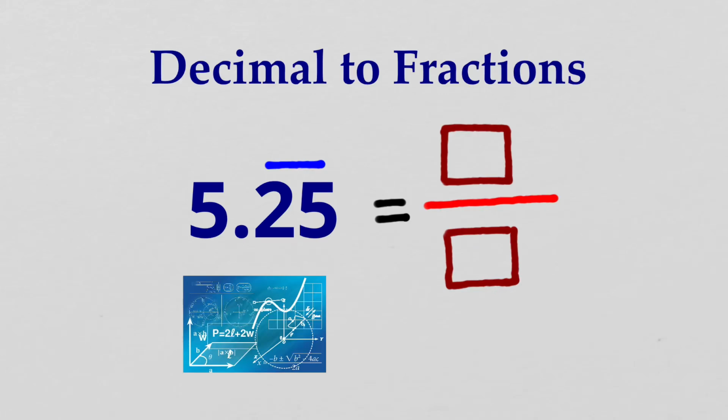Let us convert this decimal number into a fraction. This kind of decimal number is a non-terminating but repeating decimal, which means 5.25 with a bar over it means 5.252525, and it keeps on repeating. It is non-terminating, it is not the end of it, but there is a repetition of 25 every time.